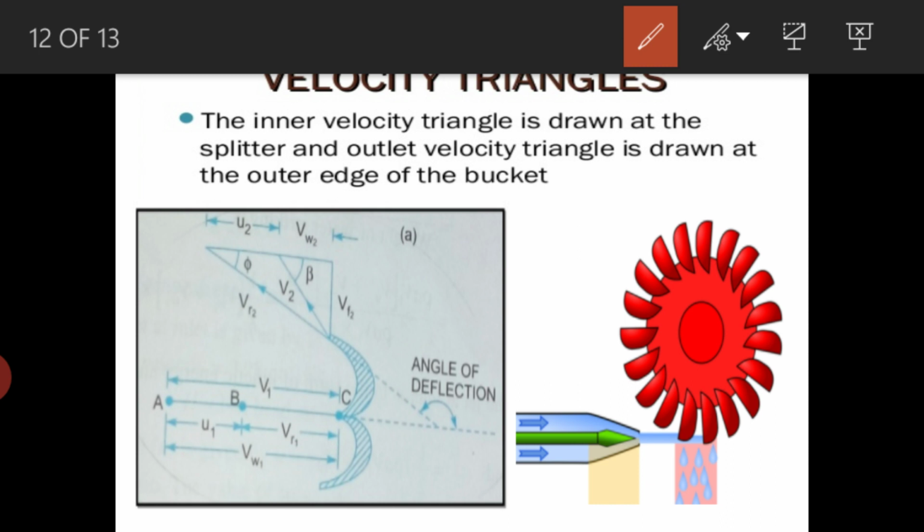Here the angle of deflection is also shown, and the jet is hitting at the center of the bucket, that is, at the splitter. And the name is splitter because it splits the jet into two parts, having the same magnitude on both sides, and then it exits. I hope you understood this one.